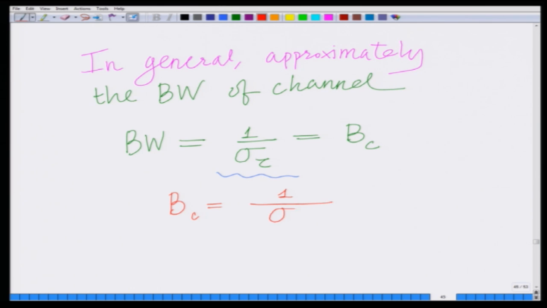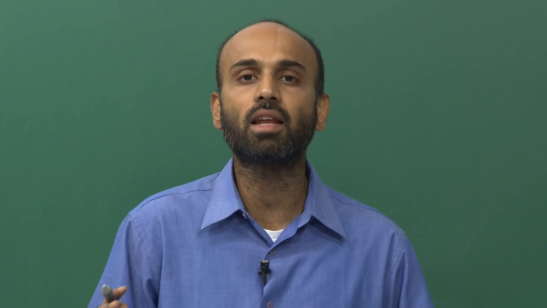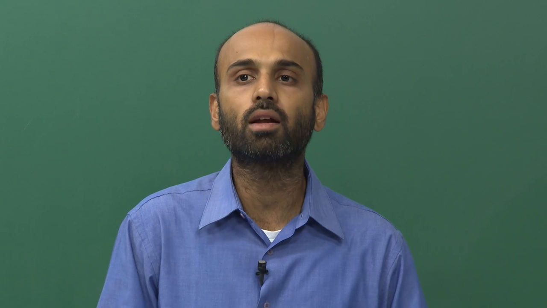This is 1 over sigma tau, where BC is the coherence bandwidth and sigma tau, remember, is our delay spread, and therefore, what we are saying is that the coherence bandwidth is the inverse of the delay spread. That is, the larger the coherence bandwidth, the smaller the delay spread. Larger the delay spread, smaller the coherence bandwidth. As the delay spread increases, the coherence bandwidth decreases.